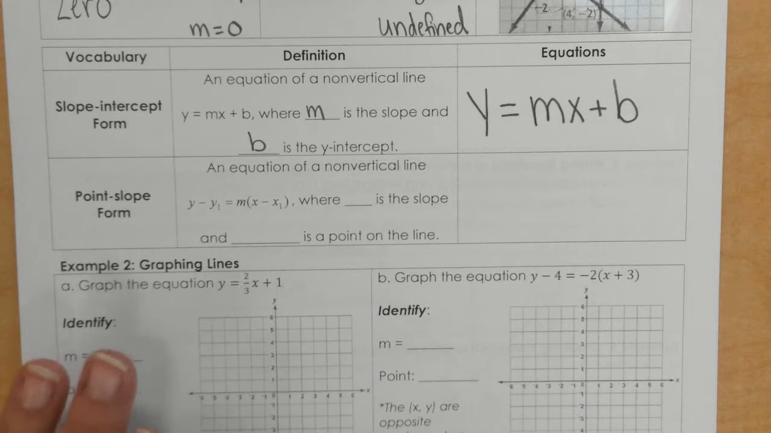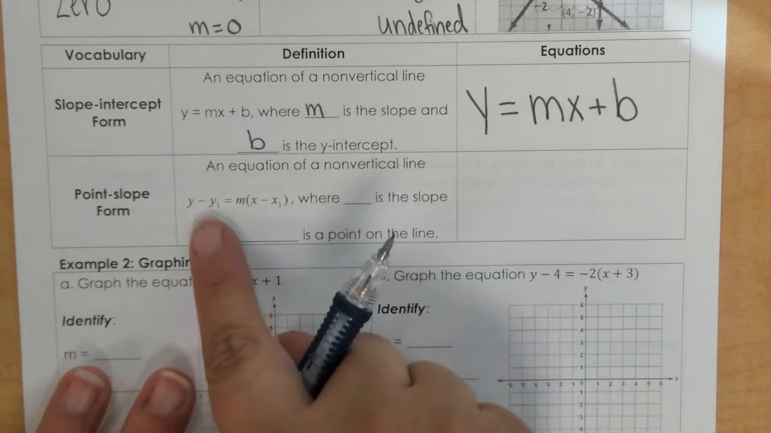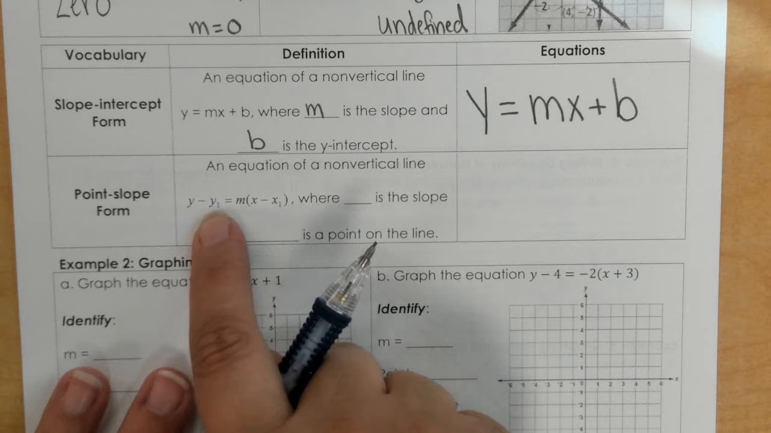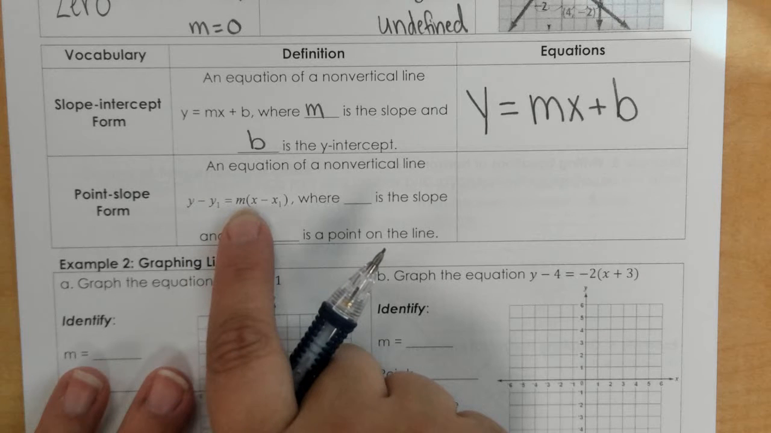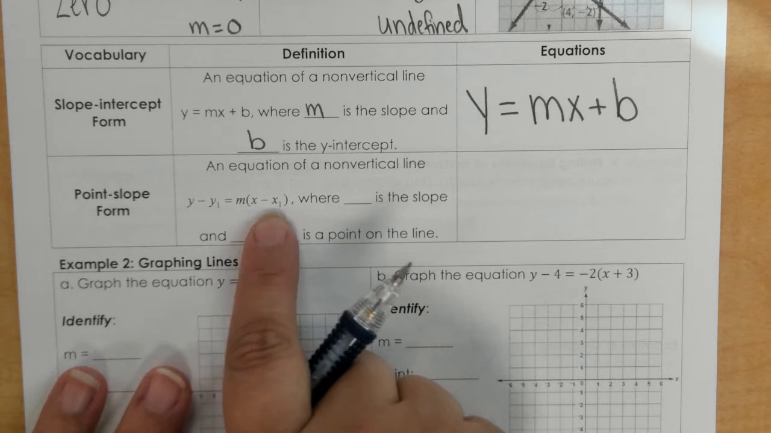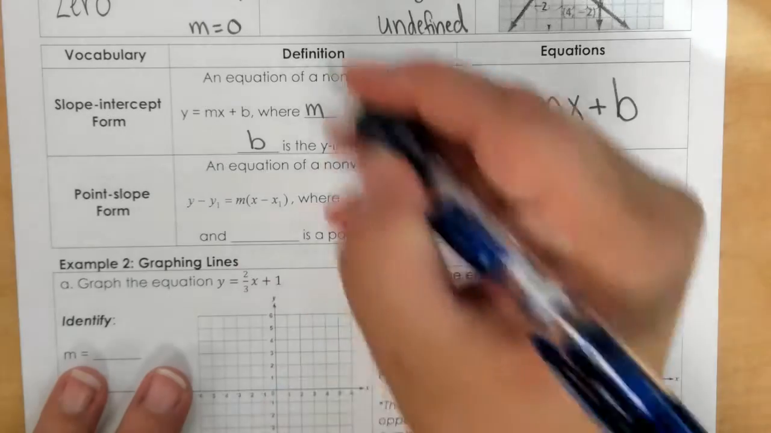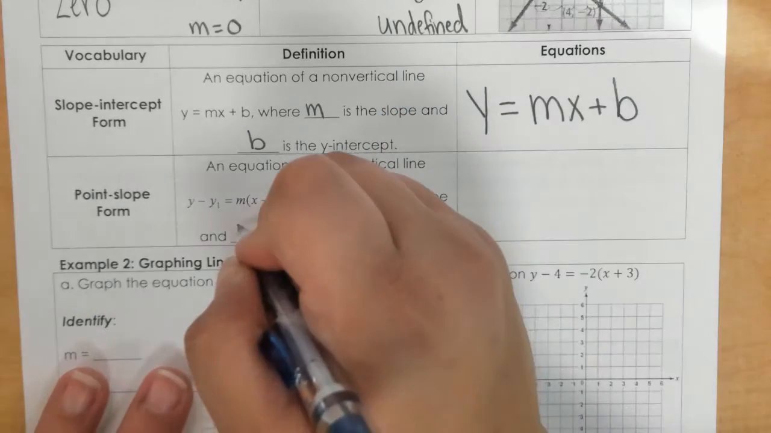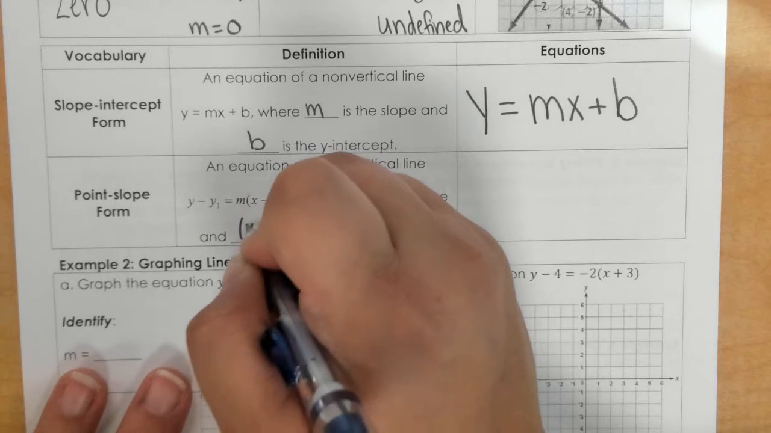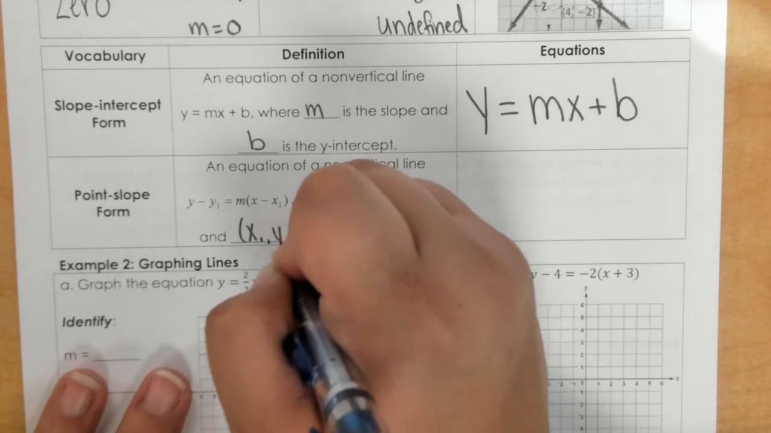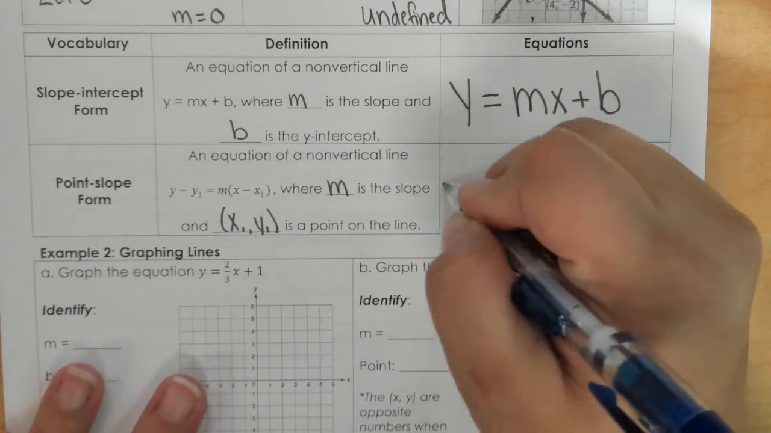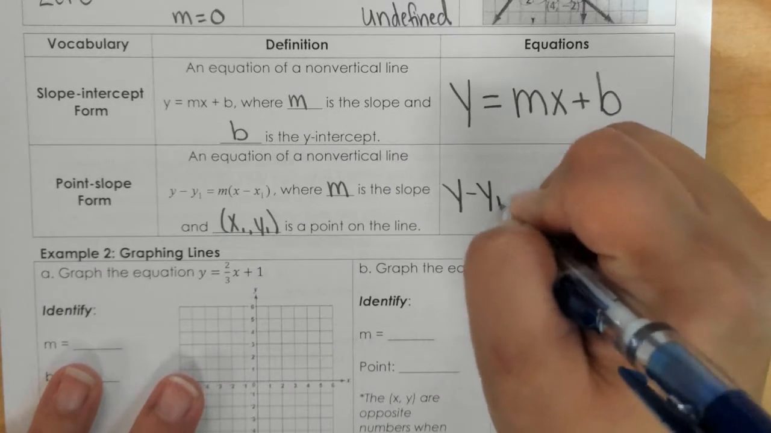Point-slope form, you should have learned this in algebra. So it's an equation of a non-vertical line. It says y minus y sub 1 equals m times the quantity of x minus x sub 1, where m is the slope and x1 and y1 is a point on the line. So I'm going to write that formula.